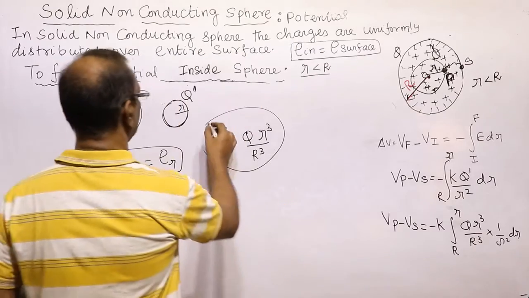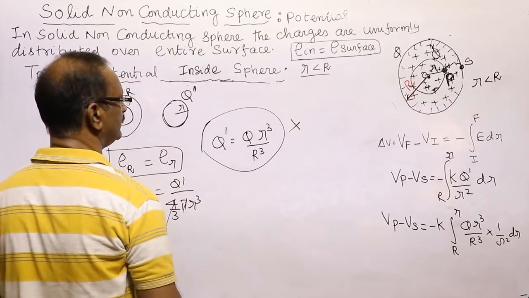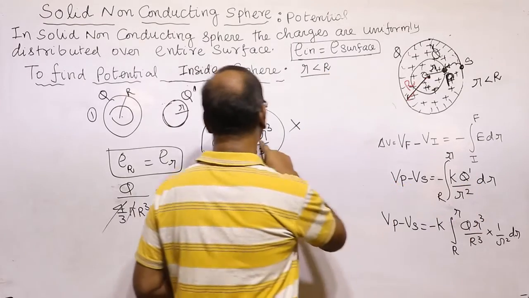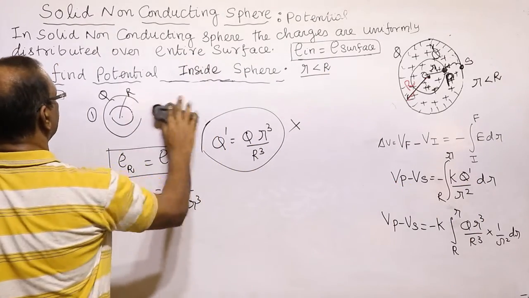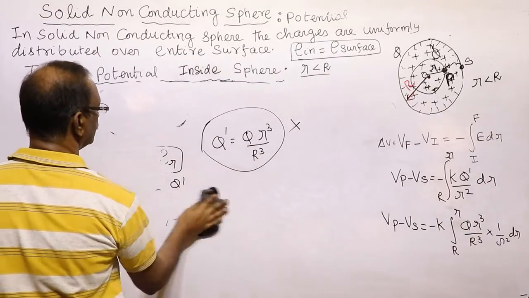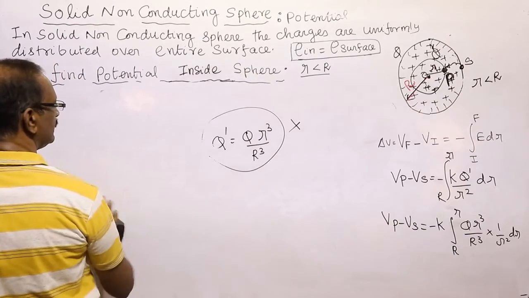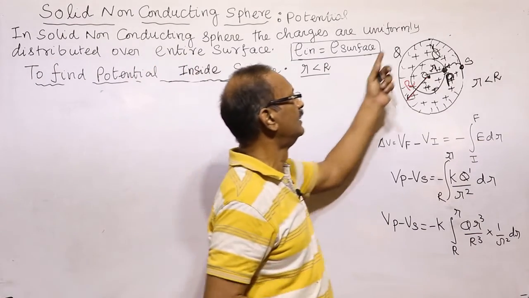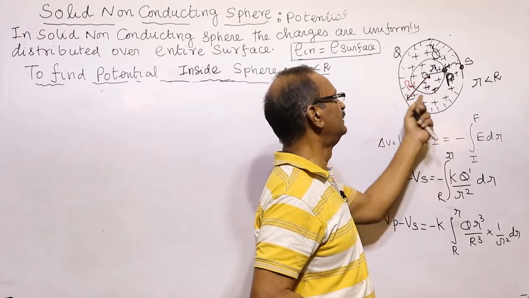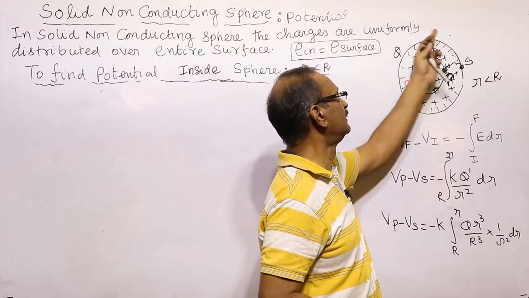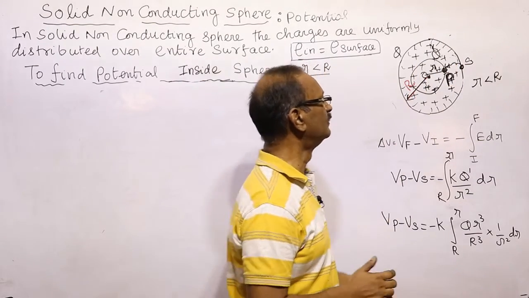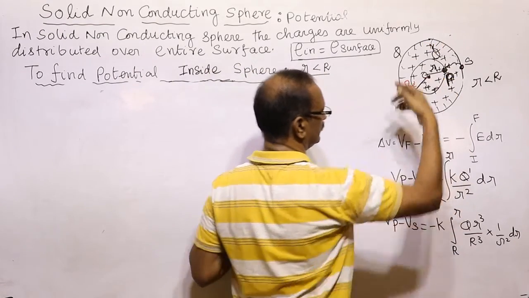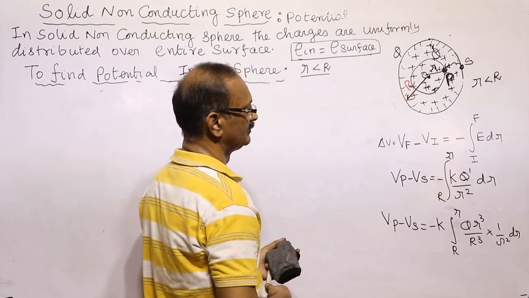Therefore, this step you have to know. We have substituted this value for Q dash here. You must take note of this point, because the charge is uniformly distributed over the entire surface. It means charge density in this one and charge density in this one are the same, but the charge in this one and the charge in this one are different, because the charge in this one is equal to a portion of the total charge. That is what we have written here, kq dash.